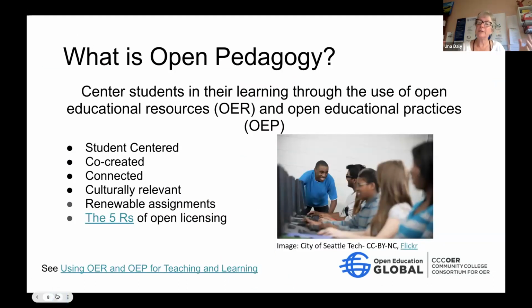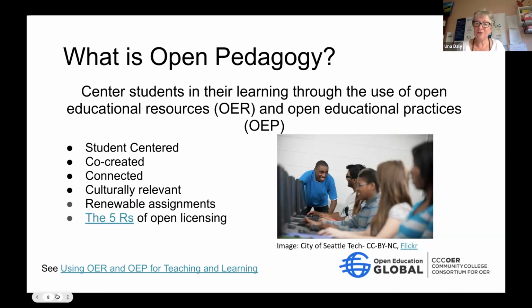And open pedagogy, which as I mentioned earlier, is that umbrella term that includes all those inclusive practices. Really, it centers students. It's a philosophy, a set of teaching principles and practices that center students in their learning through the use of OER and these open and inclusive practices. So the hallmarks are: is it student-centered? Often it's co-creation, working together, either students working together or you working with your student. It's connected to their lives in some way and culturally relevant, and renewable in the sense that this assignment may be reusable by either you as an instructor or also by your students.